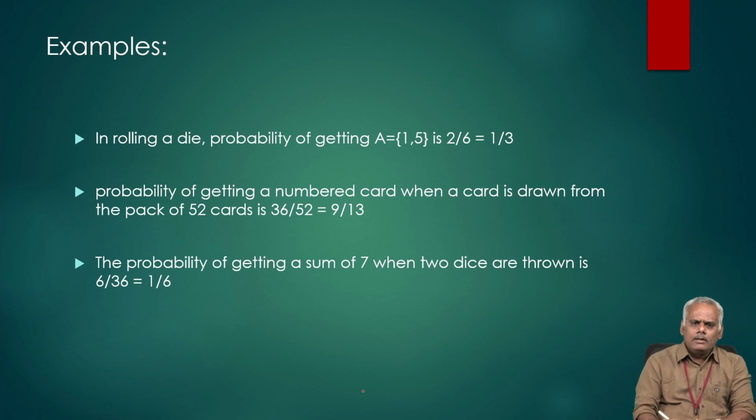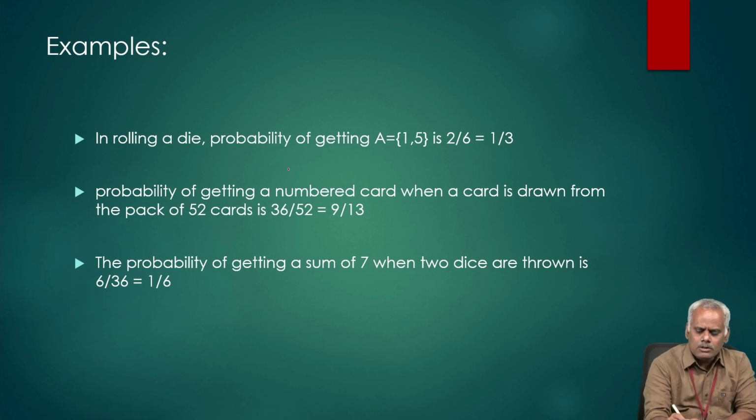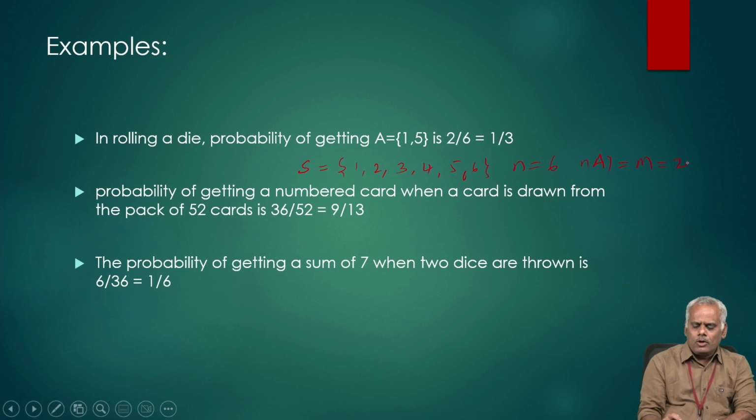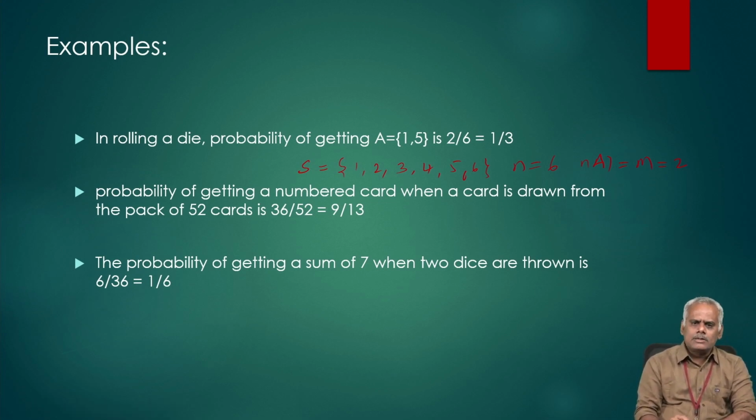In rolling a die, the probability of getting event A, which consists of 2 elementary events 1 and 5, is 2 by 6, because the sample space S consists of 6 elements: 1, 2, 3, 4, 5 and 6. So n is equal to 6 and event A consists of 2 elements, that is n of A, which is m, is equal to 2. So the probability of getting this event A is 2 by 6, and in simplest form it is 1 by 3.